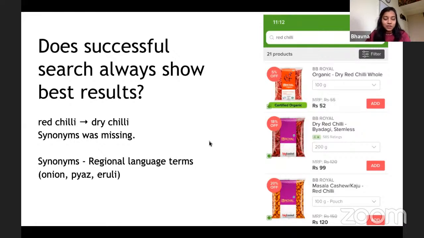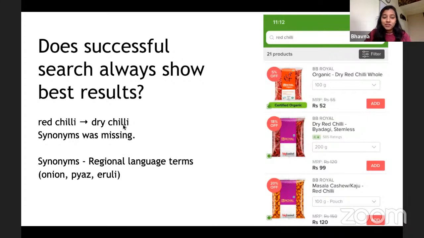Synonyms, just to tell you what it means, are regional level terms. They are the same thing. For example, onion, pyaz, and iruli are synonyms. If you search for pyaz, you have to show onion products. Similarly, iruli is onion in Kannada, and if I search for iruli, we should show onion products, right? Especially in the grocery business, people tend to search in their regional language words, correct? So this is called synonyms, and it's pretty common when you're building a search engine.